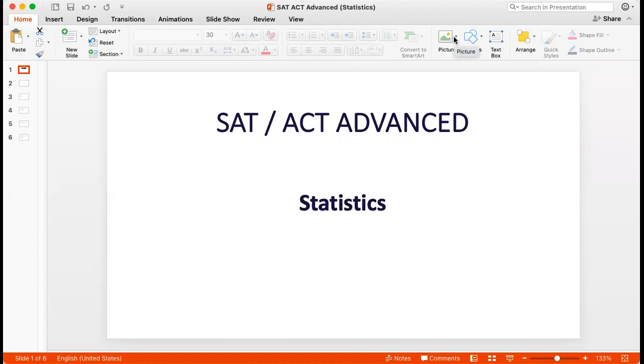In our series Target 750 Plus, we look at advanced questions from different math topics that you're likely to see on the SAT and ECT. Today we look at statistics. So let's begin.